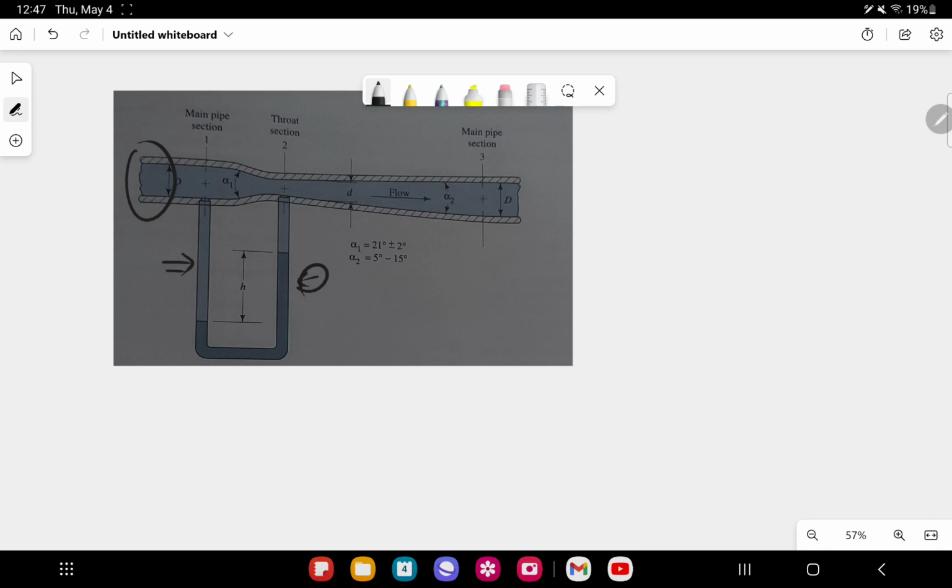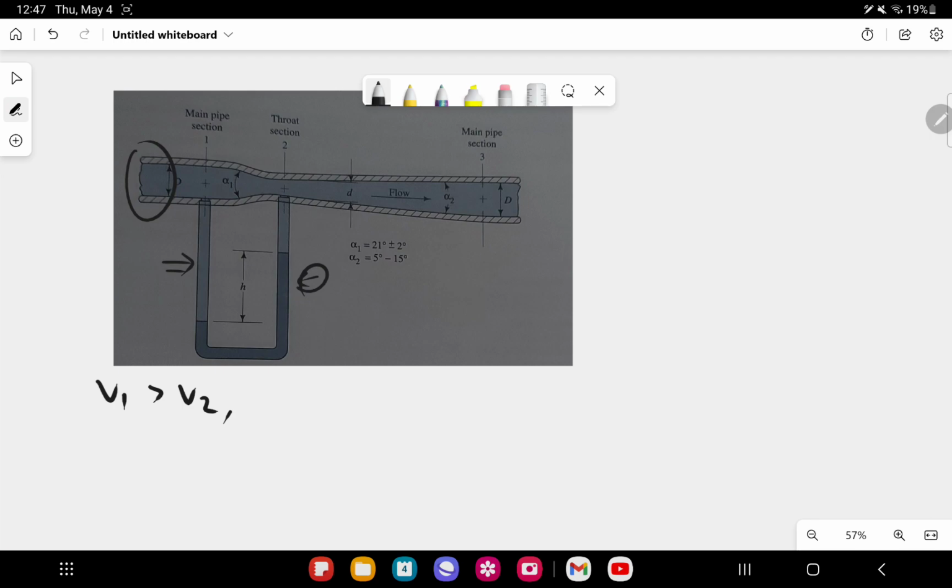For instance, assume that at section 1 the velocity of the fluid is v1, and at section 2, which is also called the throat section, the velocity of the fluid is v2, then v2 is greater than v1.